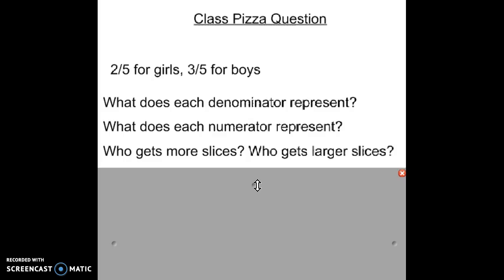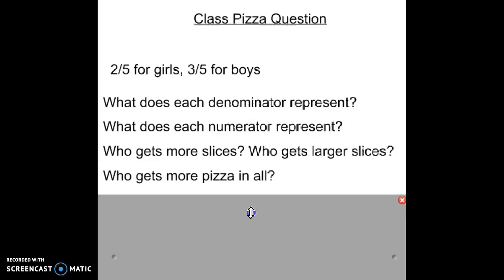Who gets larger slices? A lot of people want to say girls do or boys do, but that's wrong. Remember that in a fraction, they have to be equal parts. If you have equal size slices, nobody gets larger slices. Everyone gets the same size slice. Who gets more pizza in all? In this fictional problem again, the boys do.